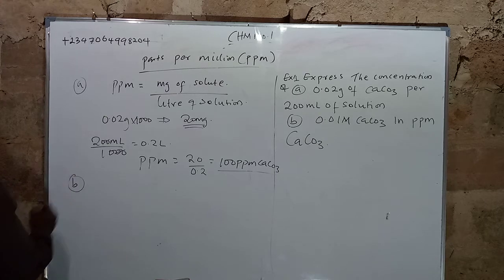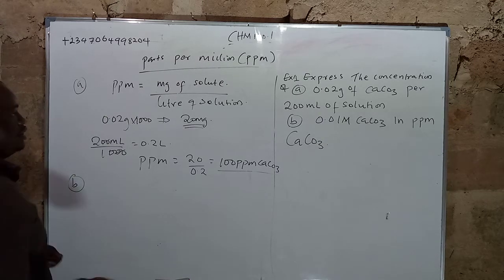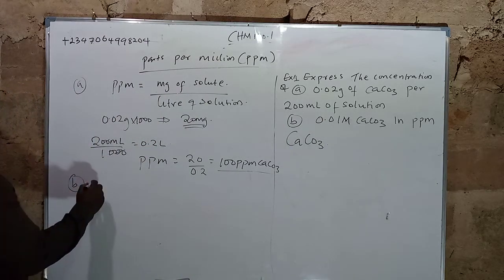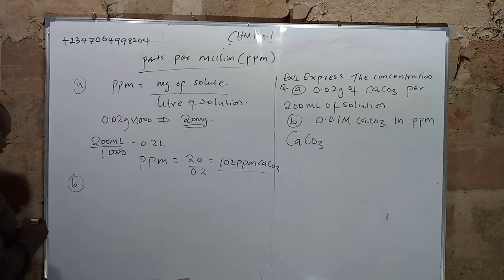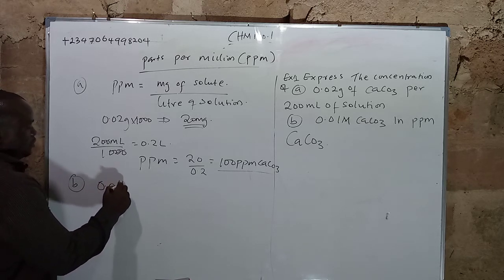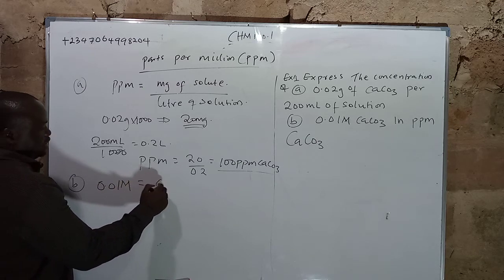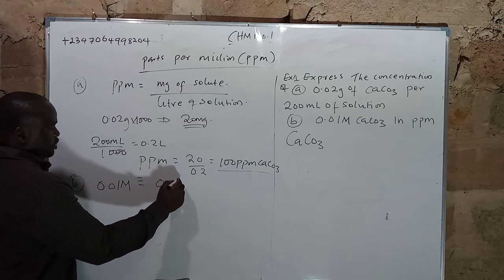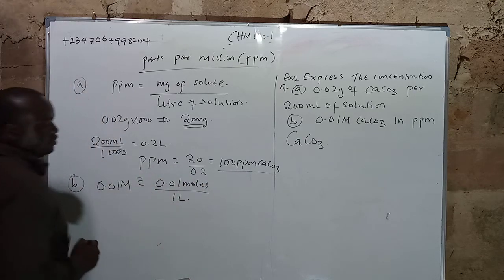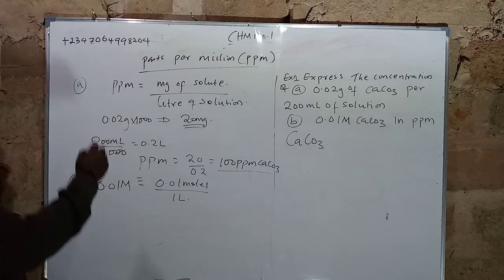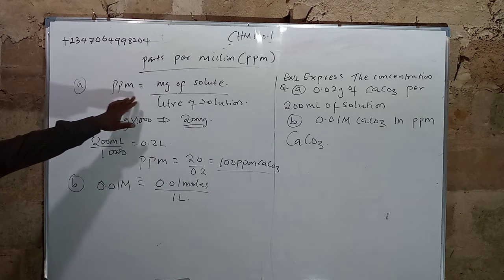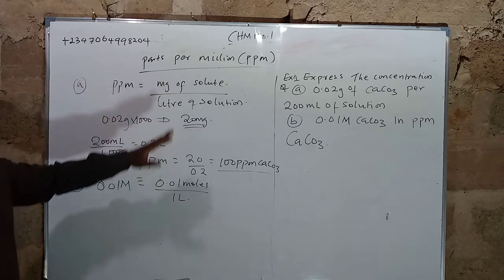The B part is we have that capital M is called the molarity. Molarity is moles all over liters of solution. So this is 0.01 molarity, and like I said, this is equivalent to 0.01 moles all over liter. Moles all over liter is molarity. That's capital M. Now remember, what we are asked to calculate is the ppm. Now we don't have the milligrams, but we can get the liter.